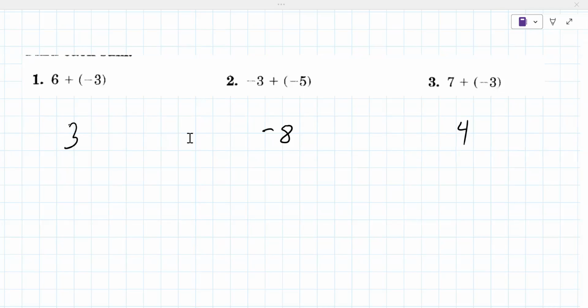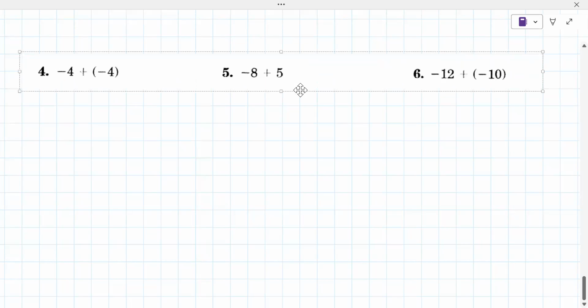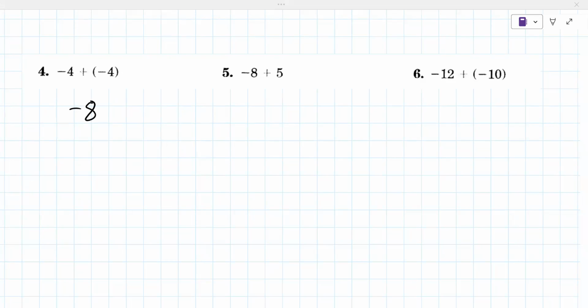I like the way you're doing this, talking them out loud, and that's a good strategy to use. So go ahead and take a look at these and let me know what you come up with. -4 plus -4. That should be -8. -8 plus 5. I think that would be -3.